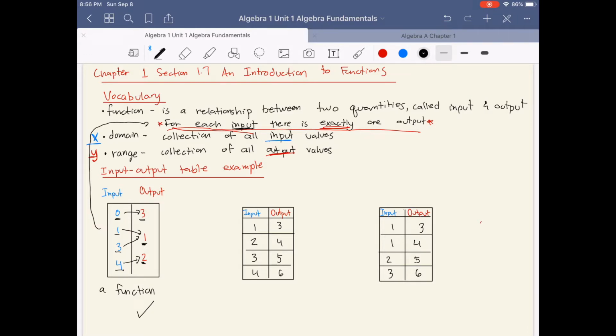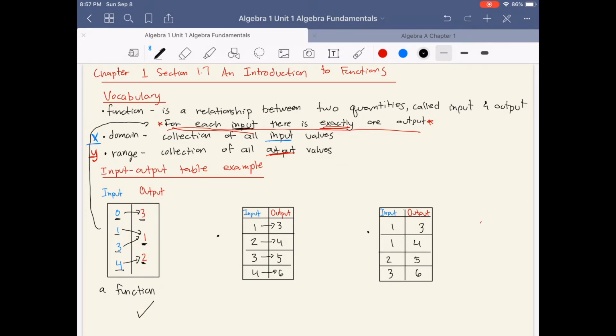Okay, it is a function. Now, let's look at the other examples and determine if these are a function or not. Okay, these two right here. Now, 1 goes to 3, 2 goes to 4, 3 goes to 5, and 4 goes to 6. Now, if somebody can answer, is this a function? Yes or no? Judging by the definition given of a function, yes or no?